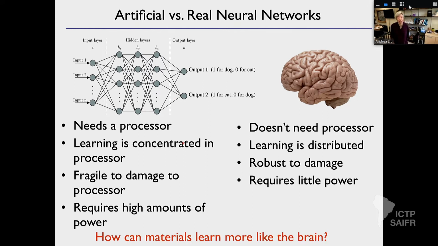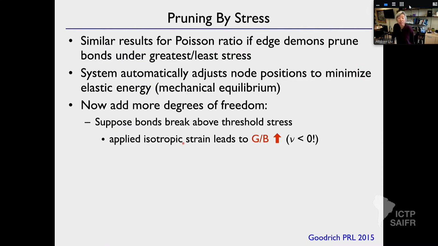So can materials learn more like the brain? Here, we take advantage of not initially really understanding what we were doing. When Carl Goodrich did the first work on tuning by pruning, he didn't actually remove the bonds that changed the bulk modulus the most to get negative Poisson ratio. That understanding came later with Daniel Hexner, who's an amazing postdoc with Nagel and me, who's now at Technion. Carl is now at IST Austria in Vienna.